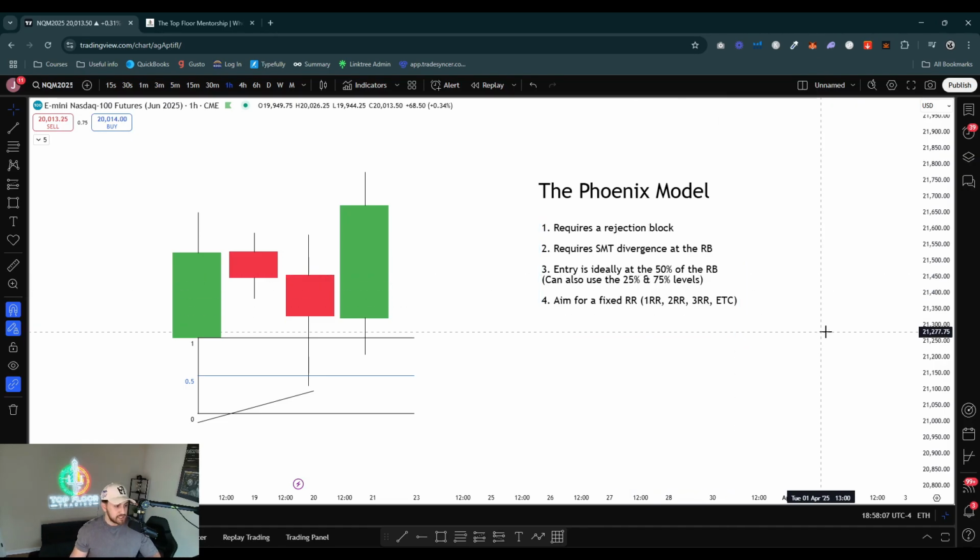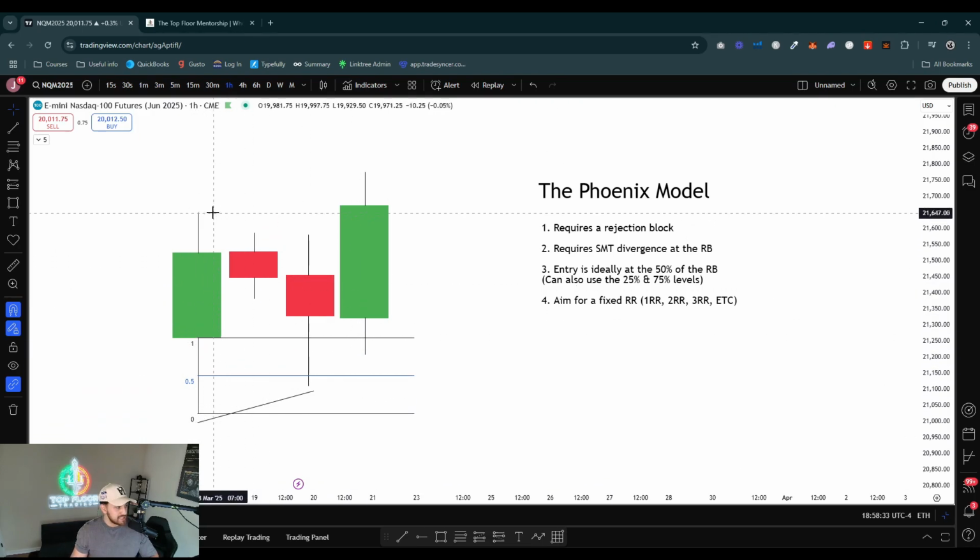So if you guys have studied ICT's content, you may or may not have seen him use the 0.5 of certain wicks, and these are called rejection blocks. And now they are a very sensitive area, right? These rejection blocks, the 0.5 should have a reaction. And what I've found from back testing and live testing this model here is that when there's SMT present, if the SMT is valid, this rejection block should hold, right?